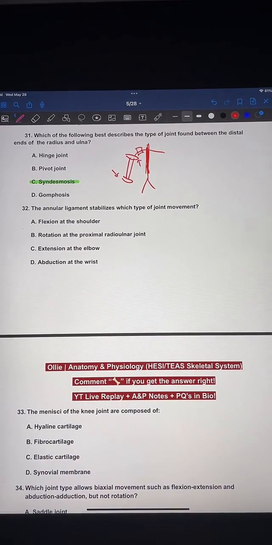Number 32, the annular ligament stabilizes which type of joint movement?